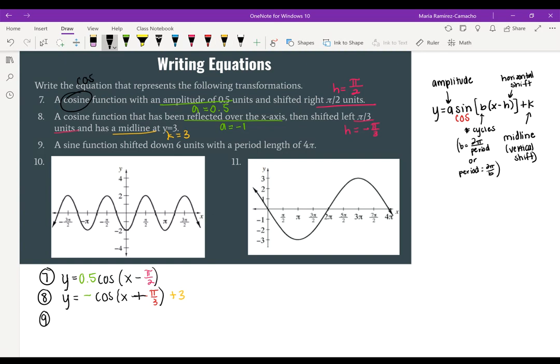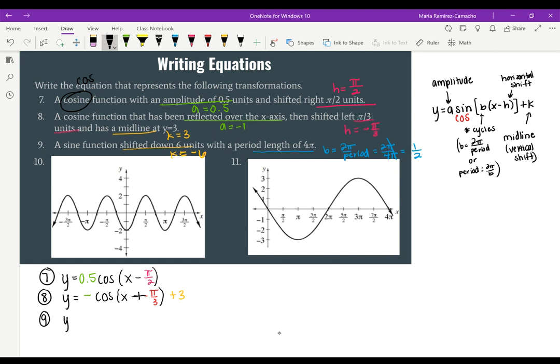Okay, number 9, a sine function shifted down 6 units. Vertical shift is k. Since it's down, that'd be -6. With a period length of 4 pi. Okay, b equals 2 pi over the period. If the period is 4 pi, 2 pi over 4 pi, those pi's cancel out, and 2/4 reduces to 1/2. So our b value is 1/2.